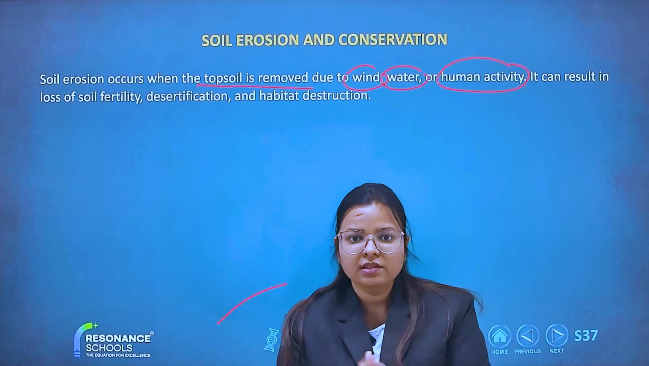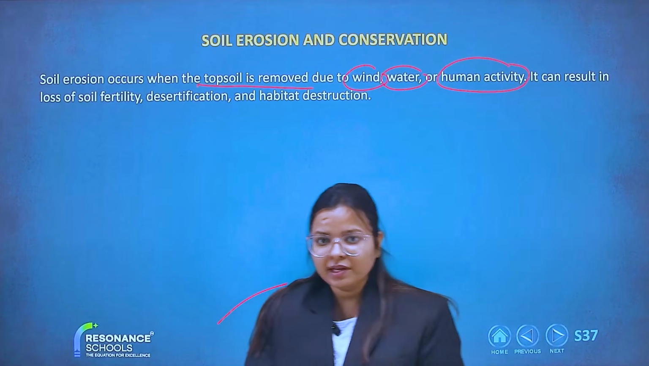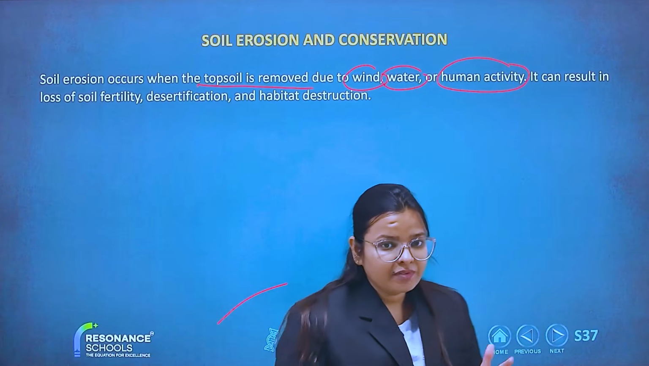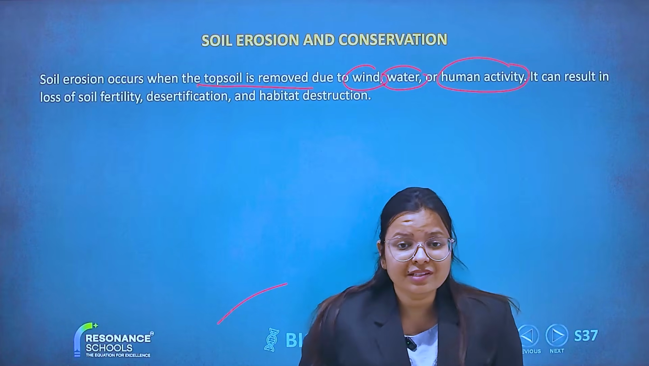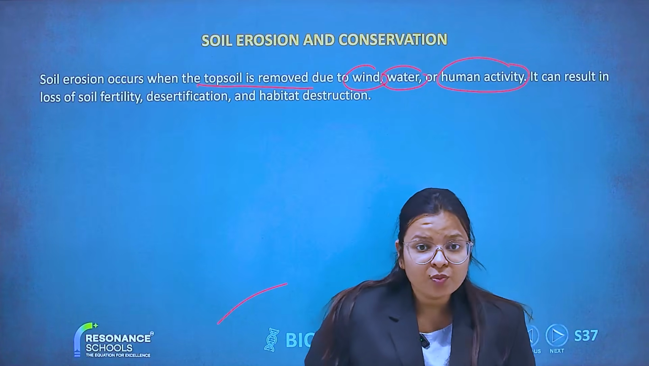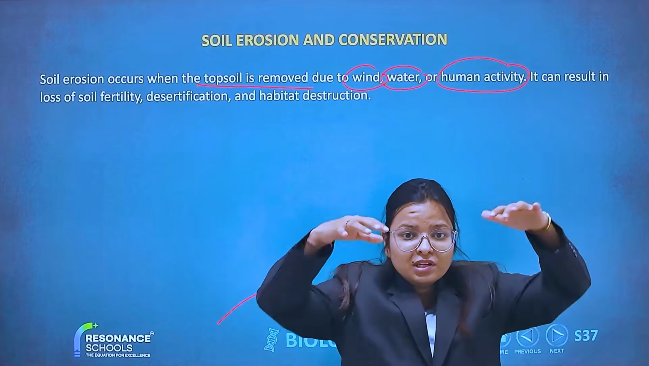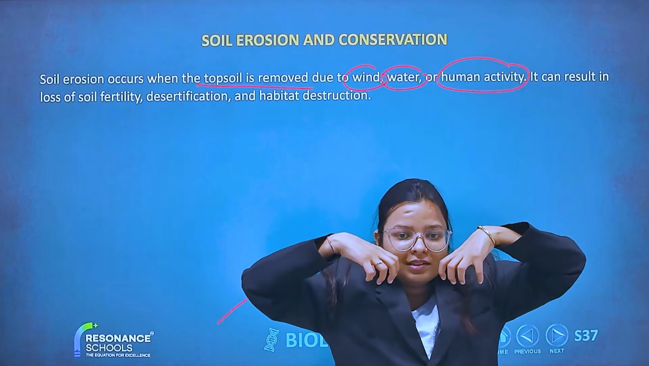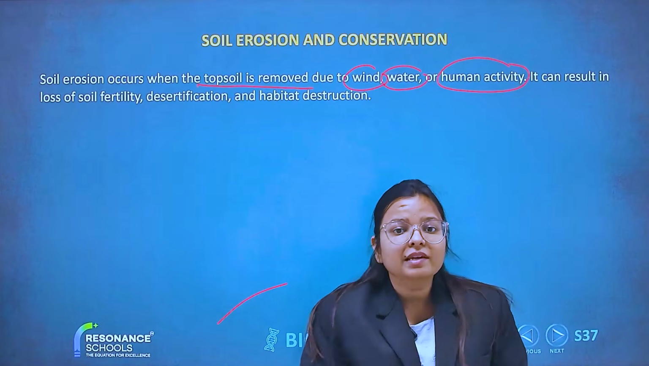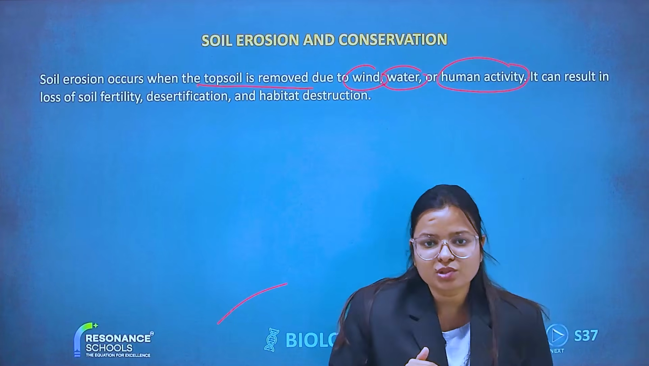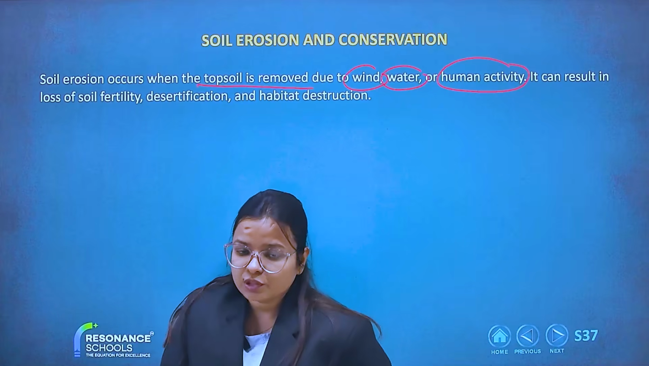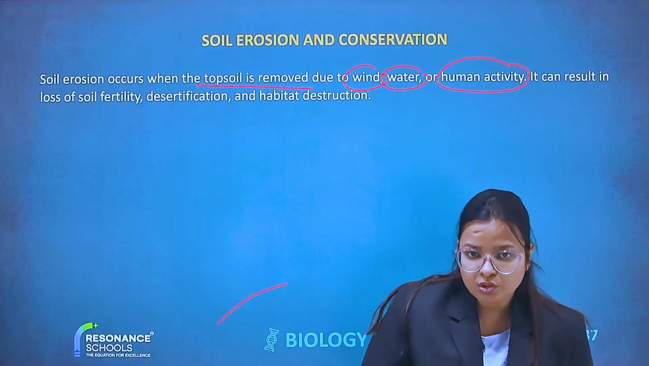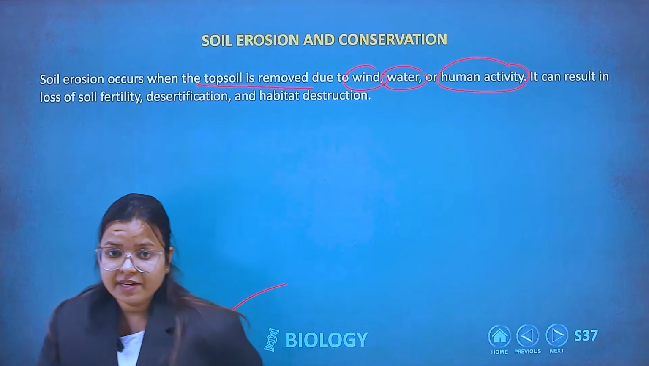Because of heavy rainfall or heavy flow of water, soil can go away with water. And how can human activity cause soil erosion? Because we are deforesting, cutting the trees. Because of trees there is less soil erosion. Where a tree grows, it protects the area around it, because when rainfall occurs the impact is less powerful on the soil, so it can prevent soil erosion. But we are cutting trees, so we are causing soil erosion. So: human activity, wind and water.